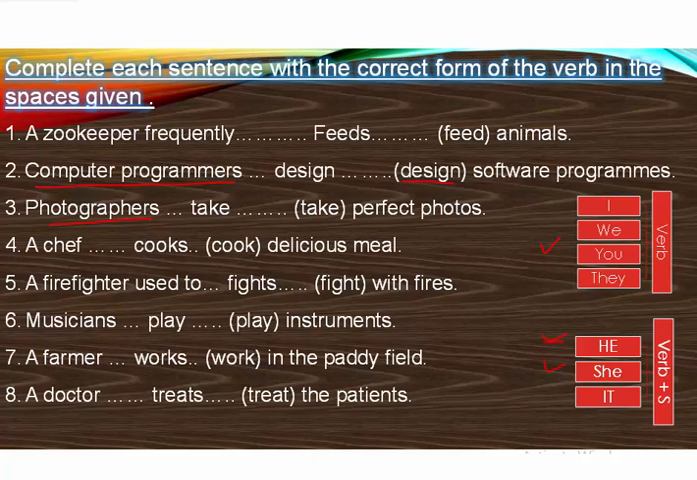See question number 6. Musicians. So musicians, that's plural. So definitely the simple word has to come. Play. Musicians play instruments.